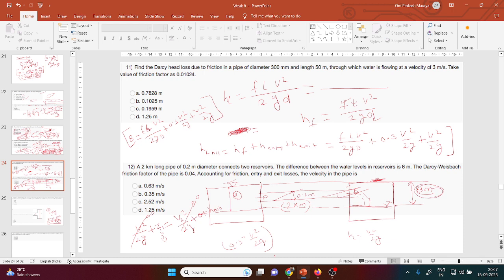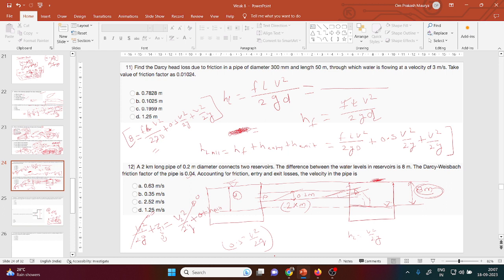So for that particular time, I want to calculate the velocity in this pipe. Based on that, you can calculate. f is already 0.04, and L is already 2 kilometers. You need to put it in meters. If you put in all the data, you will get the velocity.